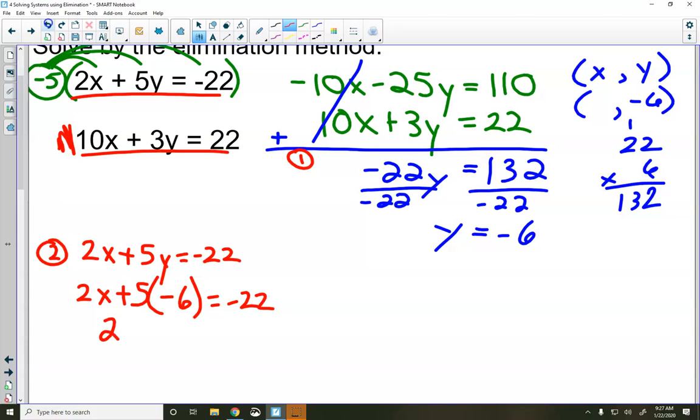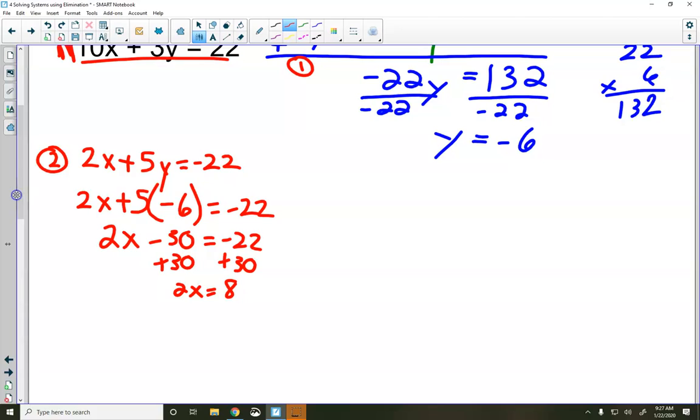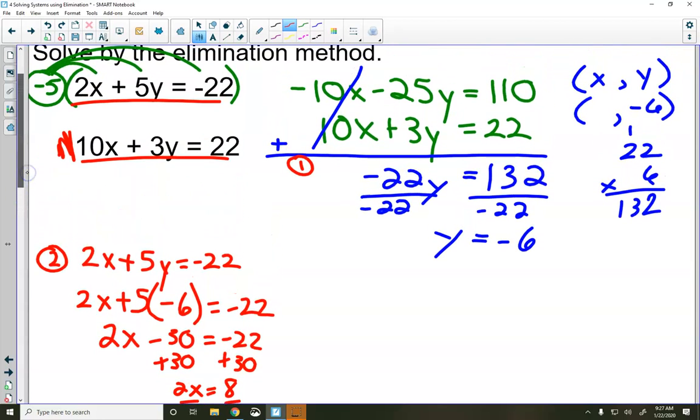And then we just solve our one variable equation. So we get 2x minus 30 equals negative 22. We're going to add 30 to each side. And we get 2x is equal to 8. We divide by 2 on each side. And x is equal to 4. So now, we know that our answer should be 4 comma negative 6 if everything worked out.